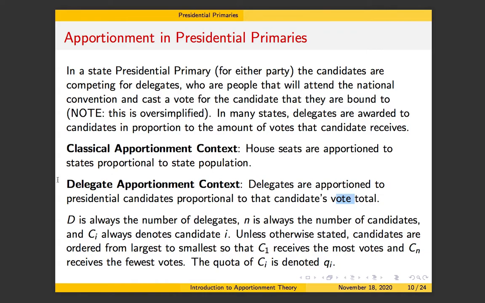So for notational purposes here, D will always be the number of delegates, N is the number of candidates, Ci is candidate i, and I'm going to order them from biggest to smallest. So C1, that's the vote leader. In like the South Carolina primary, Biden got the most votes, so he would be C1, and I think Sanders got the second most, maybe Buttigieg, I don't remember, but that would be C2 and so on. So again, unless otherwise stated, they're ordered from biggest to smallest. Quota is denoted Qi.